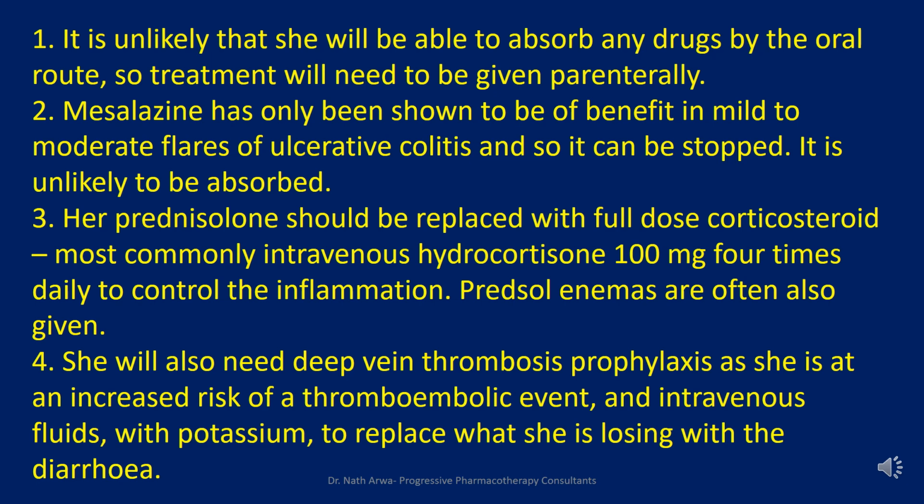3. Her prednisolone should be replaced with full-dose corticosteroid, most commonly intravenous hydrocortisone 100 mg 4 times daily to control the inflammation. Predsol enemas are often also given. 4. She will also need deep vein thrombosis prophylaxis as she is at an increased risk of a thromboembolic event, and intravenous fluids, with potassium, to replace what she is losing with the diarrhea.